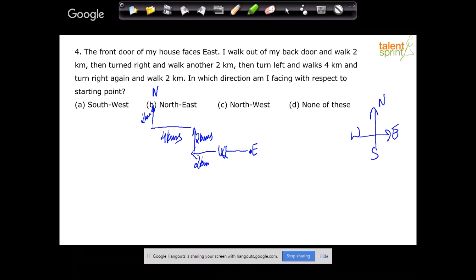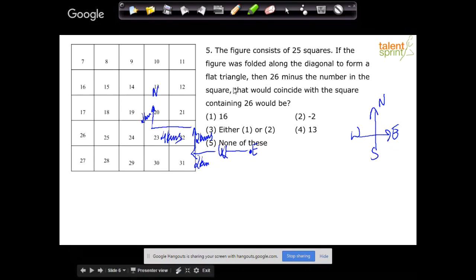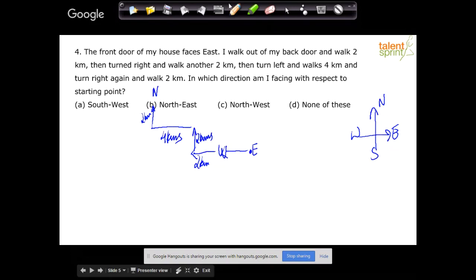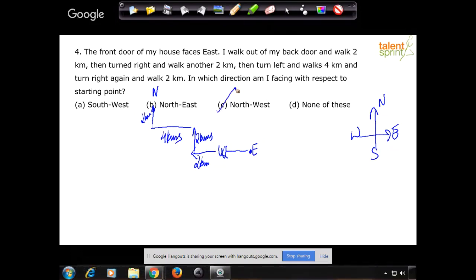And if I remember, even before I started explaining the question, some of you had said that C northwest is the answer. And yes, C northwest is the answer. Yes, Vineet, your answer is correct. C northwest is indeed the answer to this question. One of the very simple questions in direction. The house faces east, he moves out of the back door, which is the west, walks 2 kilometers straight, takes a right, takes a left, takes another right, and then reaches the final spot, which is in the north direction.